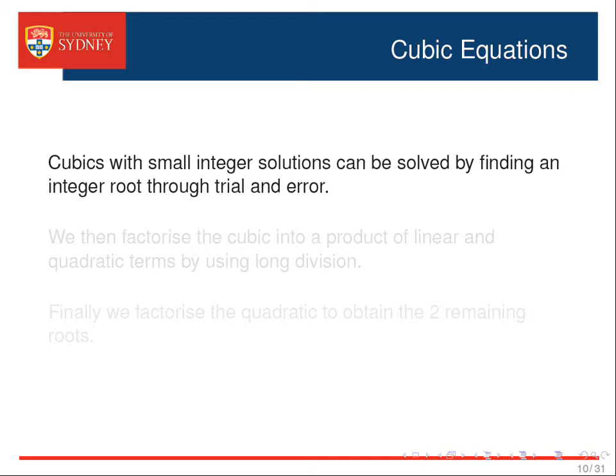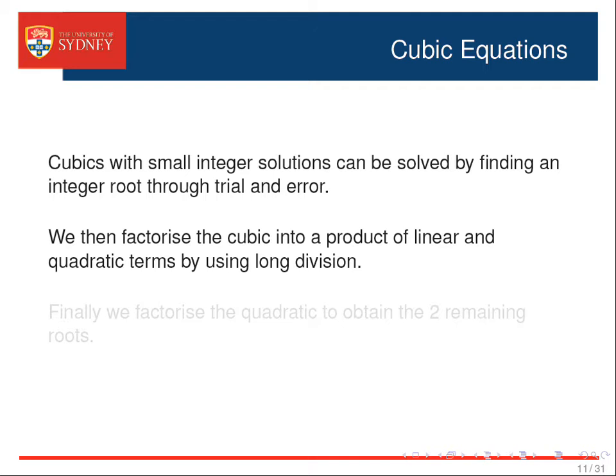Now, for the cubic equations, we will look at those only with small integer solutions. To find this integer solution, we can only do so by trial and error. We then factorize a cubic by using long division, which I will show you an example of in a minute. We then find the remaining solutions, if they exist, by solving the quadratic factor of the cubic. It might be interesting to remember that cubic equations always have at least one real solution.